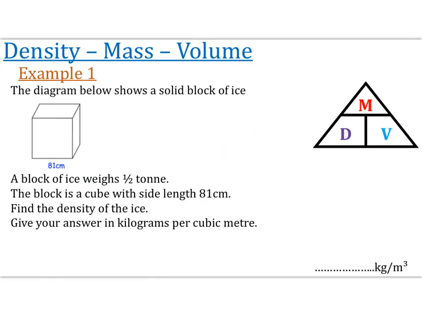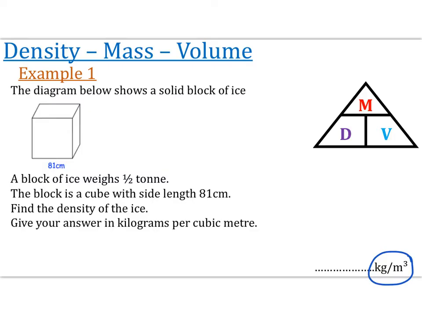All right, example 1. The diagram below shows a solid block of ice. The block of ice weighs a half a ton. The block is a cube with a side length of 81 centimeters. Find the density of the ice. Give your answer in kilograms per cubic meter. So we want our answer in kilograms per meter cubed, and we have a bit of an issue. One major issue is that it says half a ton. A ton doesn't sound like a kilogram, so we're going to have to think about that. Also, the units are in meters cubed, but the side length of this cube is actually in centimeters. So a few things to consider.